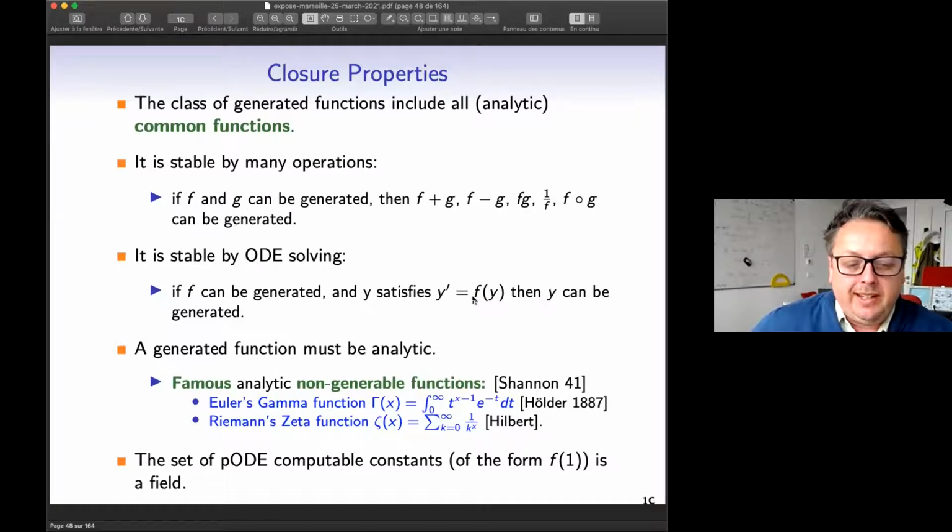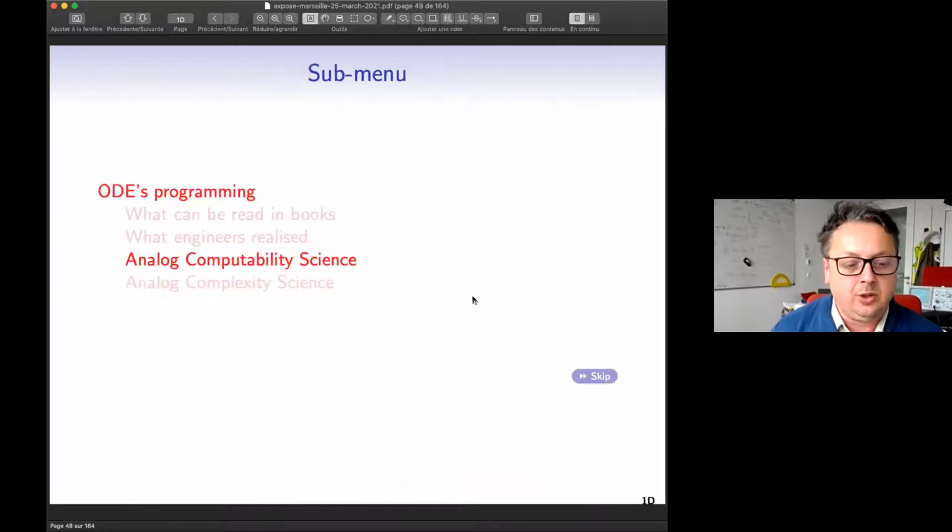So it has very nice closure properties. And just to mention, the set of constants, so things that you could observe at time one, is a field, and it's an open question to characterize this field and relate this field to the GNU or the field.